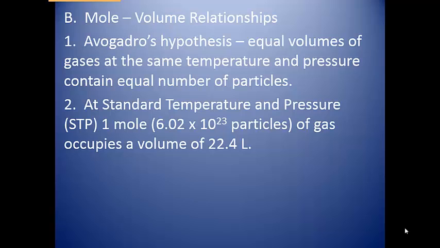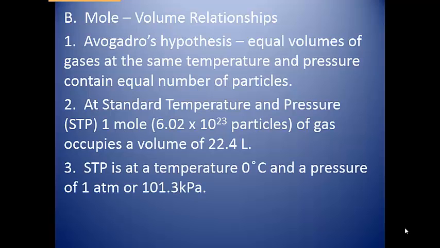Now, for standard temperature and pressure, the gases have to have the same temperature and the same pressure, and we are going to be using 0 degrees Celsius as our standard temperature. That's 273 Kelvin, 0 Celsius. And our pressure is 1 ATM, which stands for atmospheres. That's just one way that we can distinguish pressure.